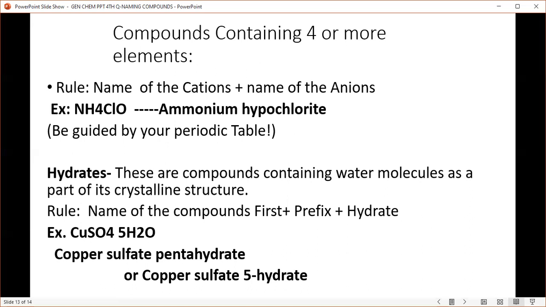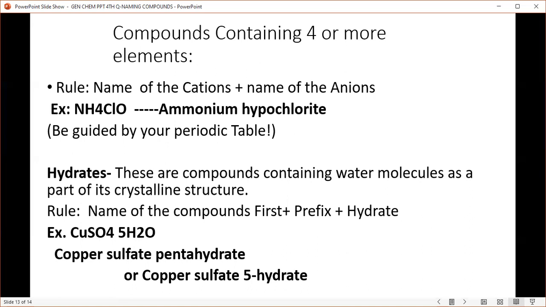So NH4, as you can see, is the cation, meaning it carries a positive charge. NH4 is +1. That is ammonium. Next, we have to find our anion, which is ClO. ClO is known as hypochlorite and it carries -1. So that would be NH4ClO, or ammonium hypochlorite.